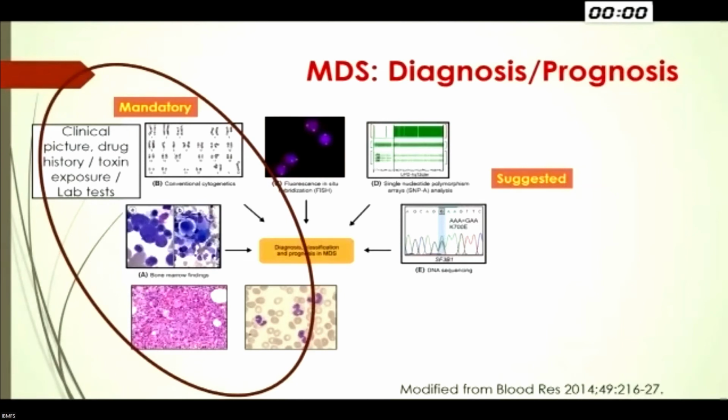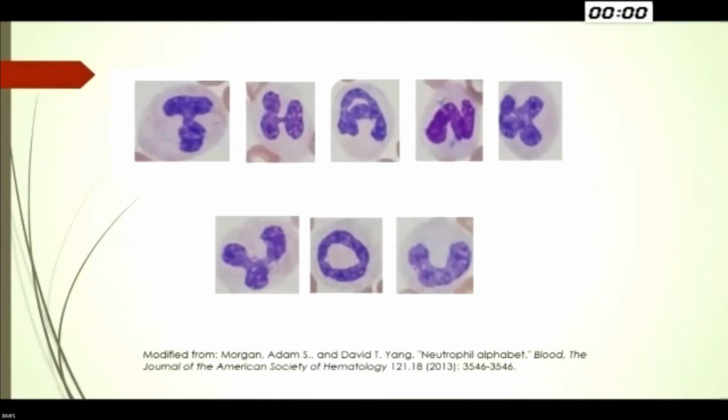I would like to thank you with dysplastic neutrophils. It is quite interesting to see that these are actual pictures of dysplastic neutrophils taken from an 80-year-old man, published in the Journal of the American Society of Hematology, where the neutrophils were so dysplastic that they mimicked alphabets from A to Z. But you would be surprised to know that in spite of such significant dysplasia, this man did not have MDS.